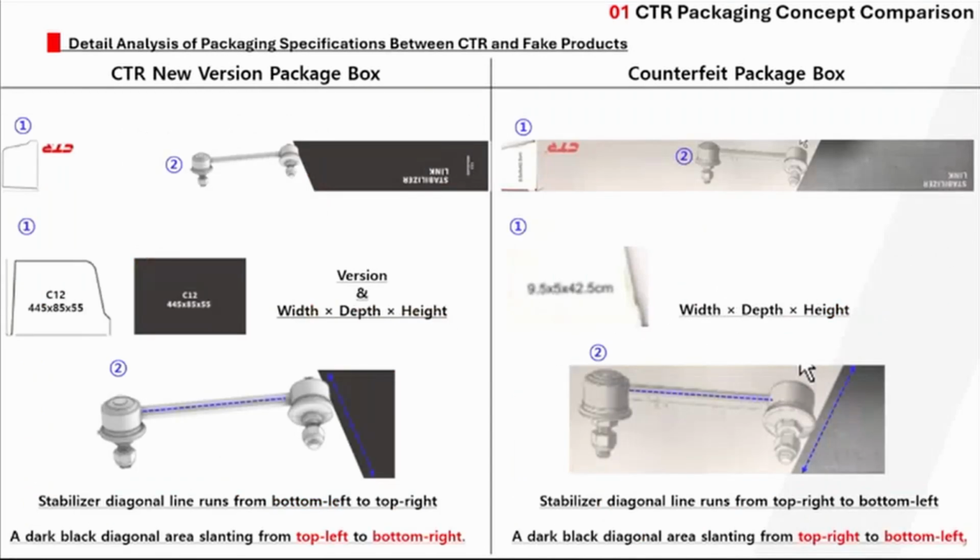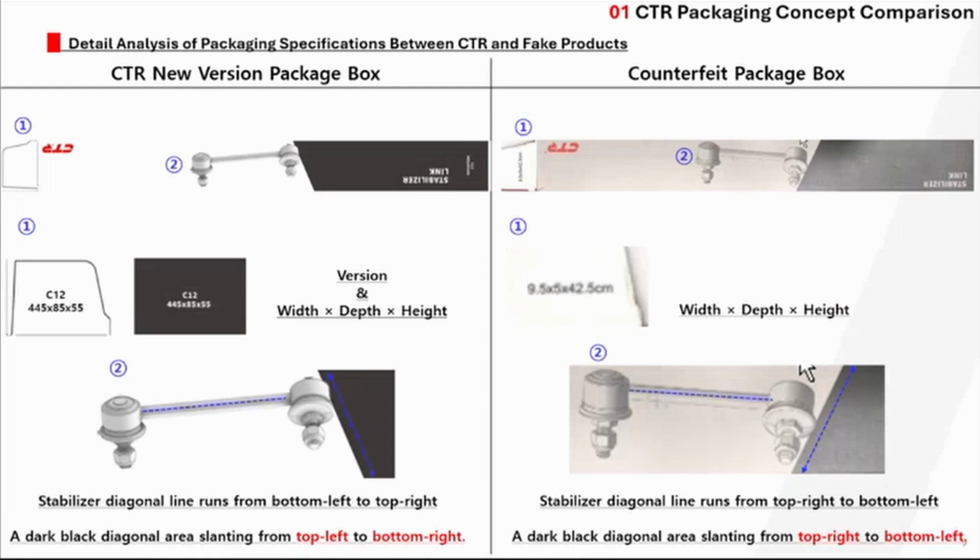This slide continues our comparison, focusing on the side panel layout of the CTR package. On the left, you see the genuine CTR package, and on the right, the counterfeit version. Let's look at the key differences. First, the product version and size info on the genuine box is printed clearly in the format with depth and height. The counterfeit version uses the same format, but the text, layout, and spacing are noticeably less precise.